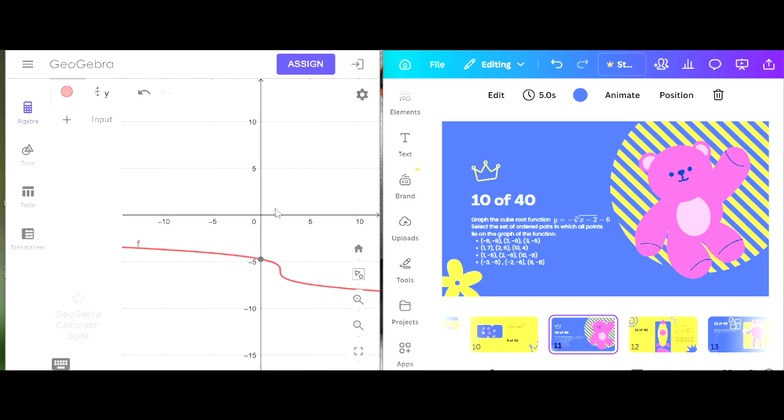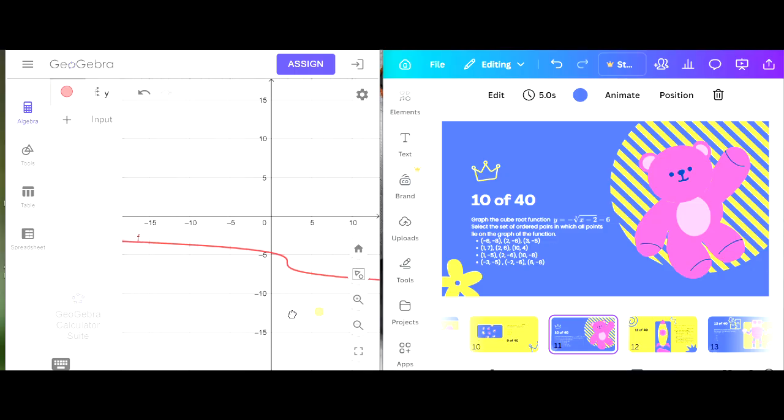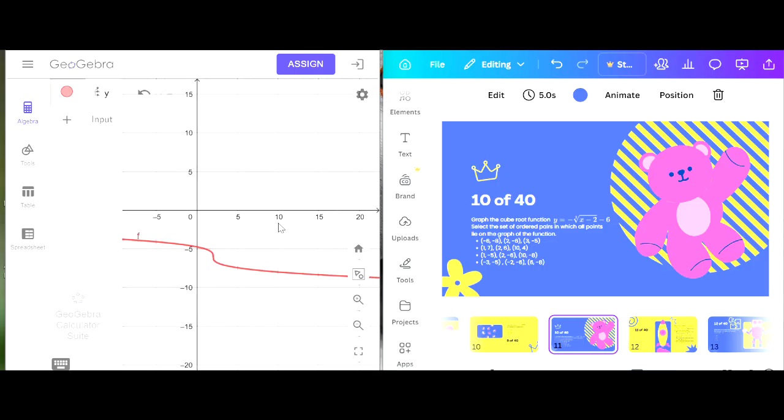We need to see what points are on here. Let's start with the first one. Do we have negative 6 and negative 8? Nope, that one's gone. Do we have 1 and 7? Nope. Do we have 1 and negative 5? Yup. Do we have 2 and negative 6? Yup. Do we have 10 and negative 8? Yup. So it's this one right here. Let's double check the last one. We have negative 3, negative 5. Nope. Okay, so it's number 3 on mine.